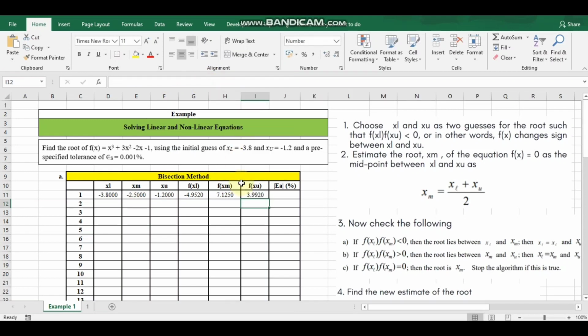Then, the absolute relative approximate error on iteration 1 is 0 since we don't have yet a value for the previous iteration. Let's put 0.